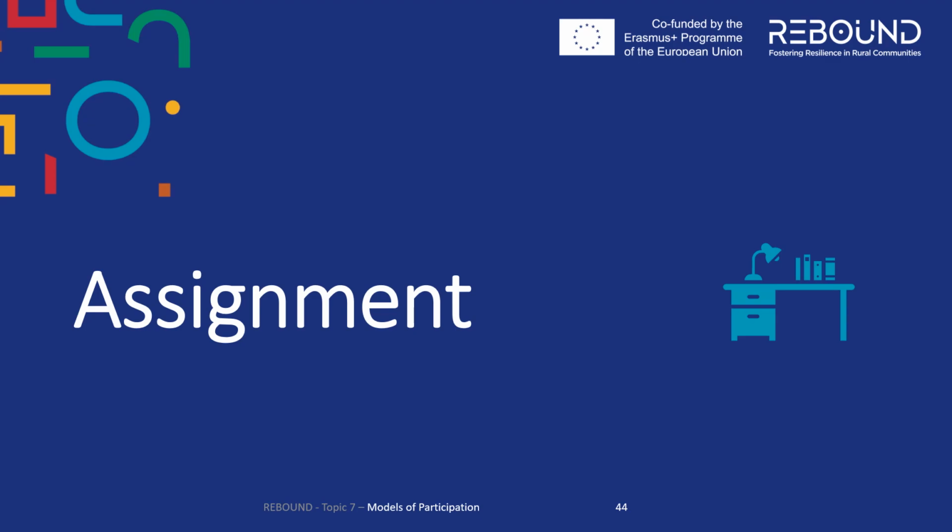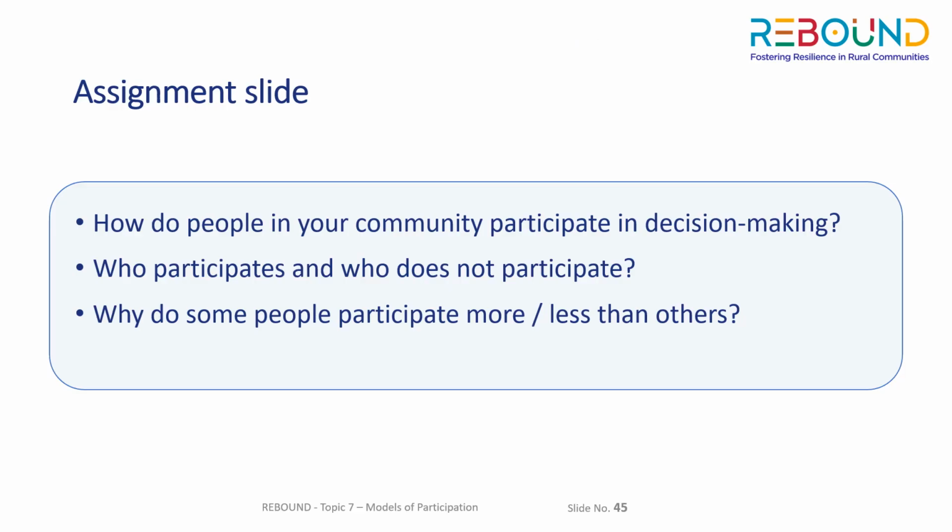And then in terms of your assignment, we've looked a little bit at this already in terms of the reflections, and the guides and the readings will help you a little bit on this as well. So I want to know, how do people in your community participate in decision making? Remember earlier on we asked you to just describe governance, but now I want to know how they participate. Who participates and who does not participate? So now we're asking you to be a bit more analytical, maybe critical as well. And then why do some people participate less or more than others? So that's what we have for you by way of the assignment.